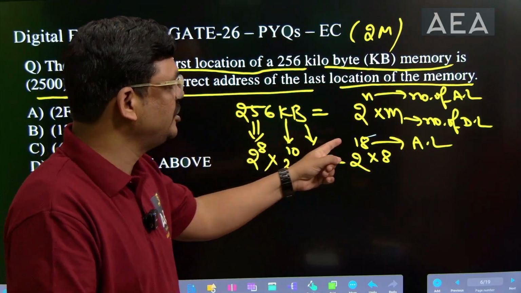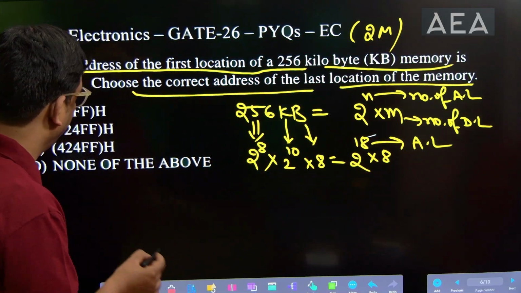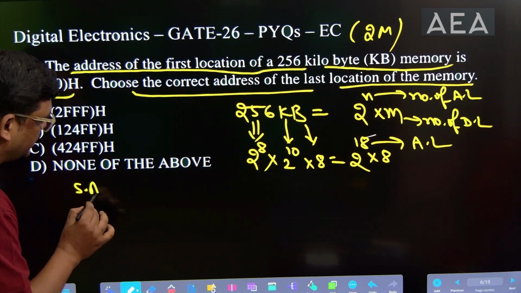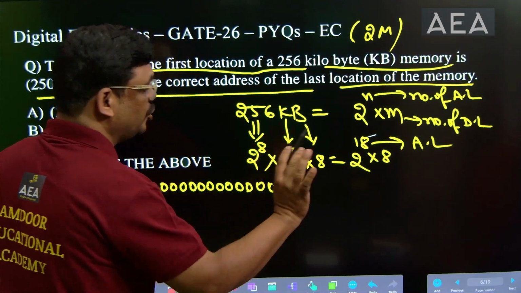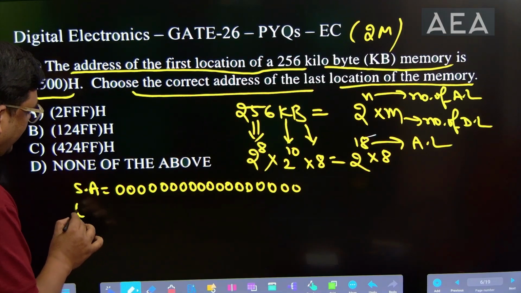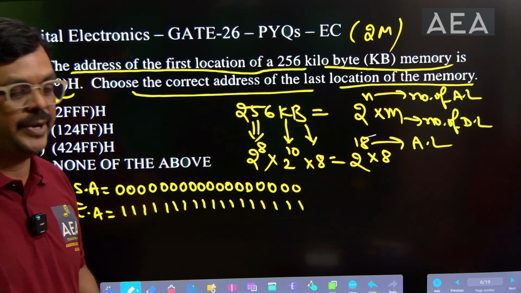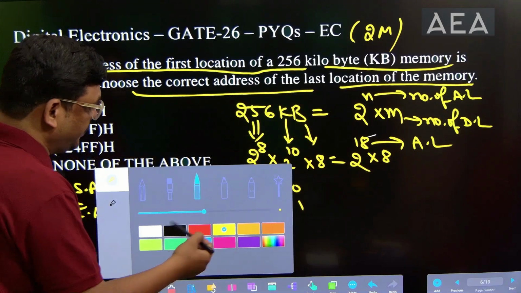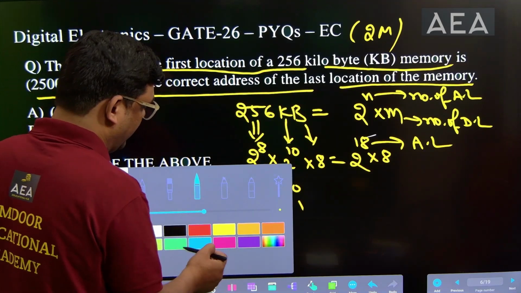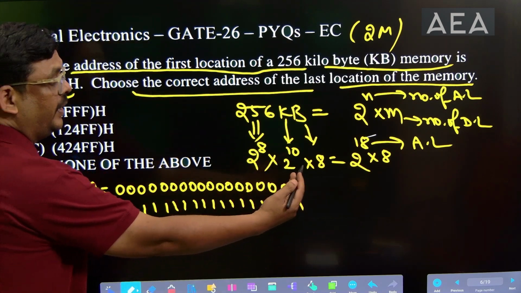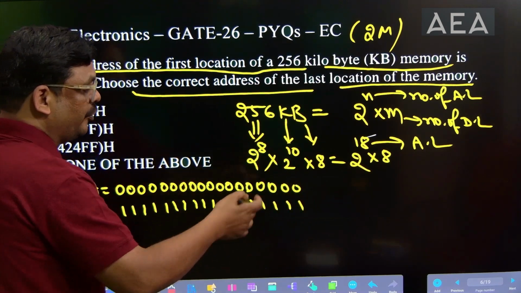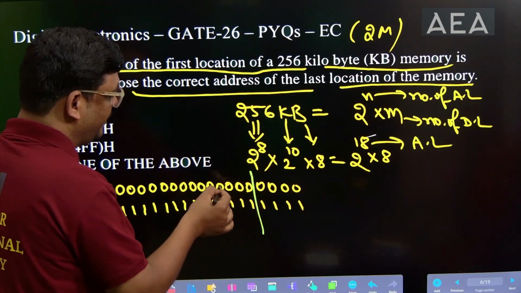Now, how many bits are there in total? 18 bits are there. I'm writing here the starting address as 18 zeros. Similarly, the ending address (EA) is 18 ones. Now convert this binary representation into hexadecimal format. How to convert? From the right side onwards, divide into groups of 4 bits. So the 4 bits are divided like this.